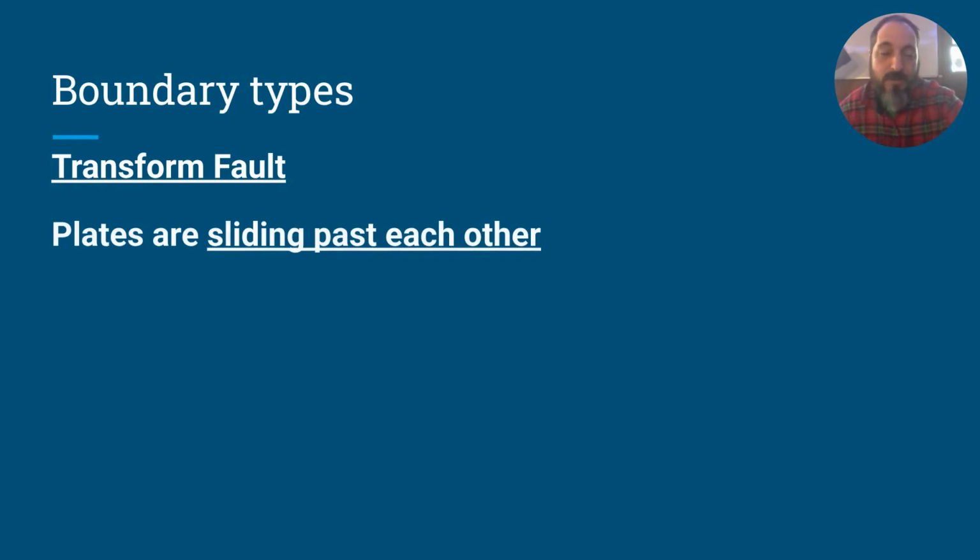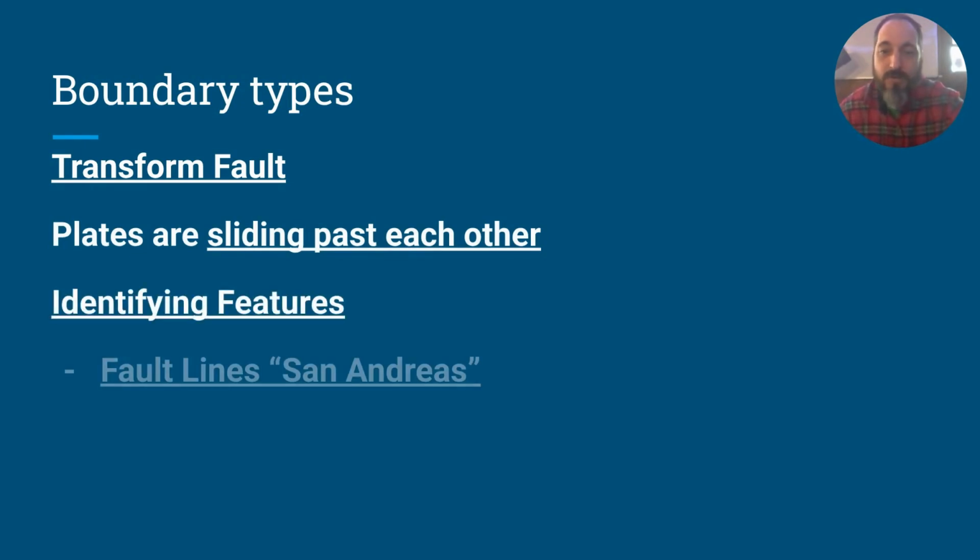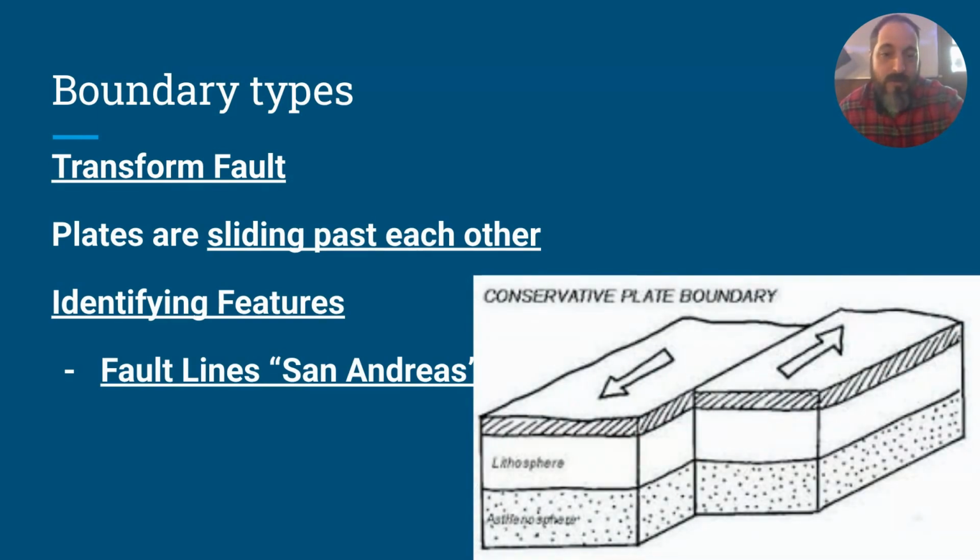Transform boundaries. These are when plates are sliding past one another. So some of their identifying features are fault lines, like the San Andreas. It's a famous one. So you can see we've got two plates moving past one another.